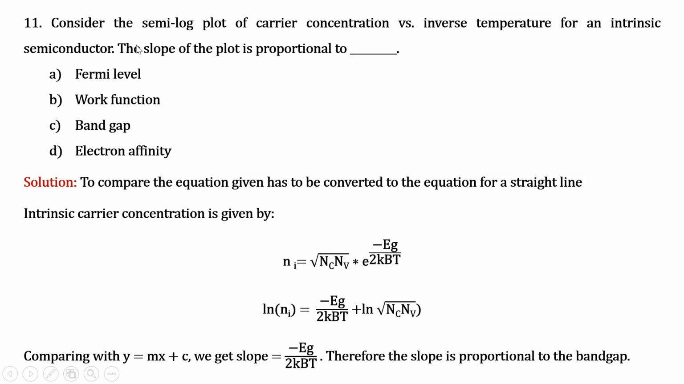The only thing is, whichever equation is given to you, you have to take the log on both sides, and it will convert to the form y is equal to mx plus c. Suppose a is equal to b into c, if you take the natural logarithm on both sides, it will automatically convert to y is equal to mx plus c. And from that, they are asking what is m, the slope. So here it is minus Eg. Therefore, it is proportional to the band gap. I hope it's clear.